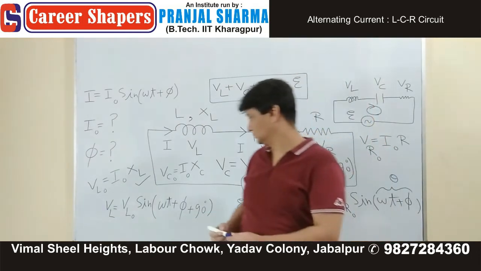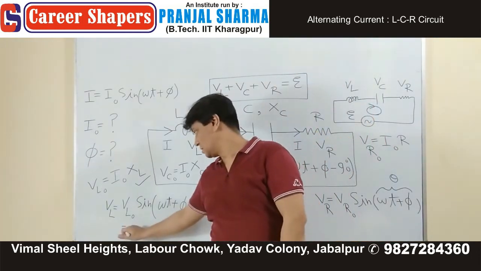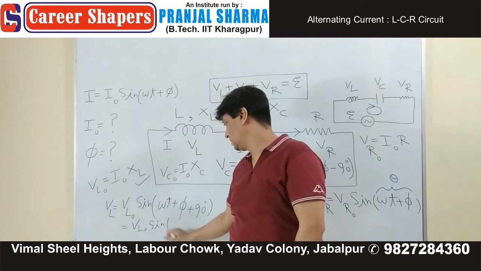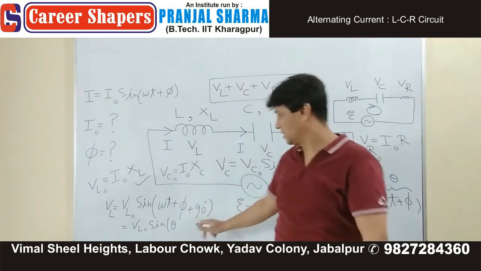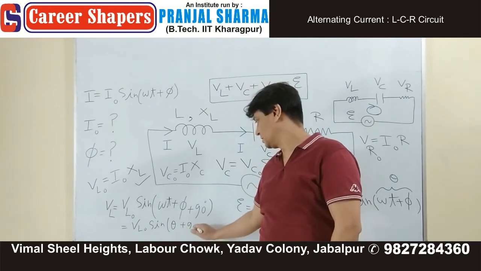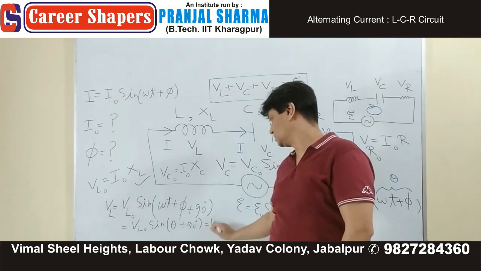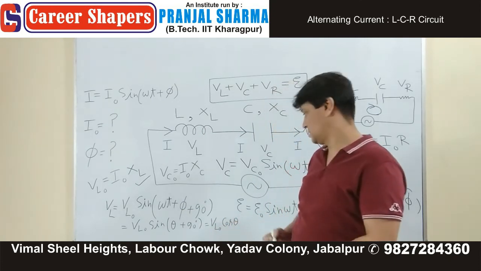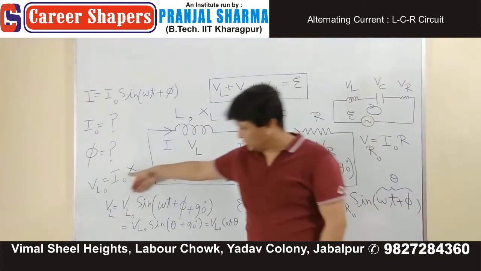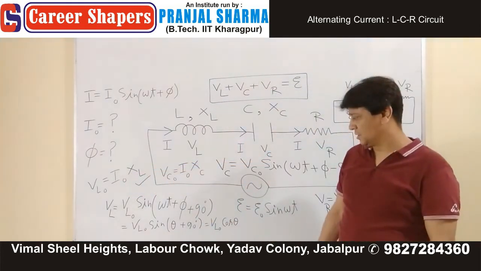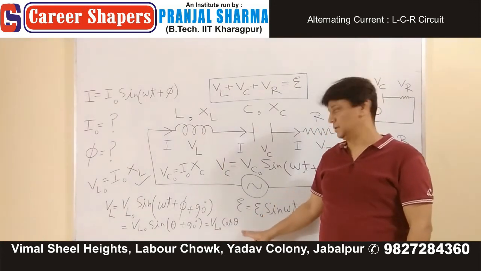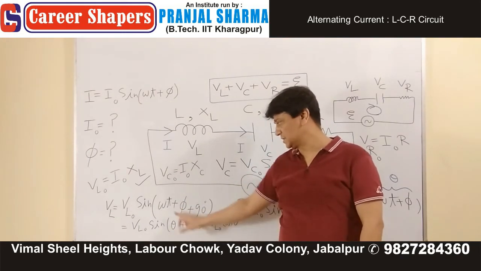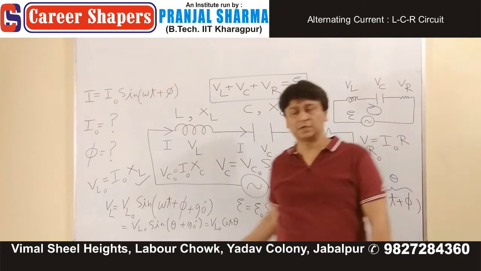So this is theta, then this will be VL naught sine of theta plus 90, which is VL naught cos theta. So instead of using this whole part, we can write VL naught cos theta. Not a big thing. We are saying omega t plus phi is theta, then this is sine of 90 plus theta, which is what? Cos theta.